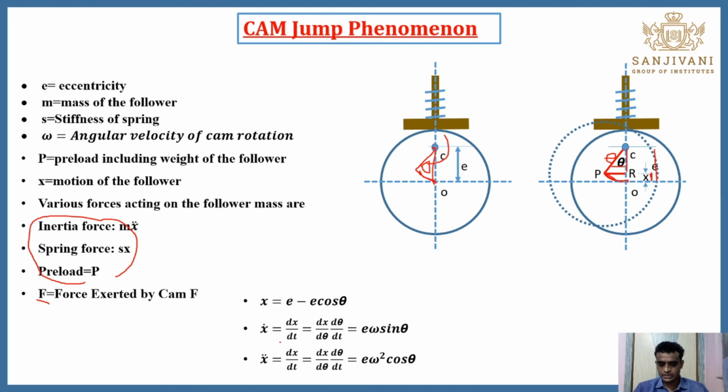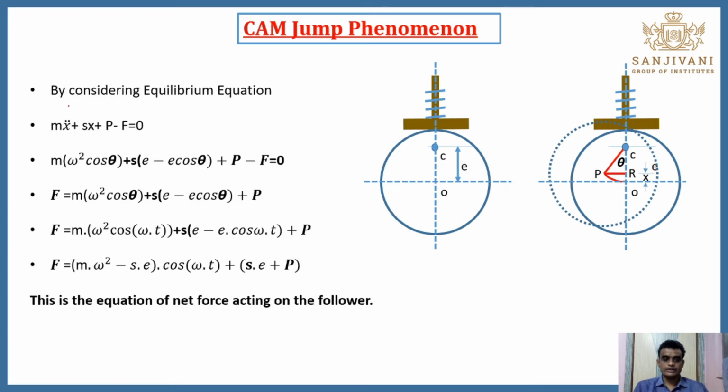If we differentiate this equation, the derivative of cos theta is minus sin theta, so the minus minus cancels, and the derivative of theta is omega. That means x dot is E omega sin theta. If we differentiate again, we get x double dot equal to E omega square cos theta, since the derivative of sin theta is cos theta and the derivative of theta is omega.